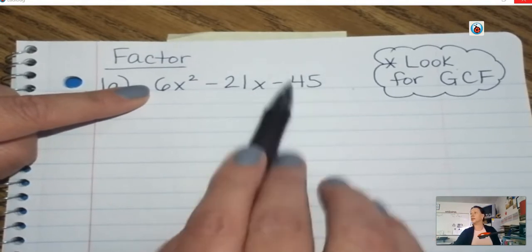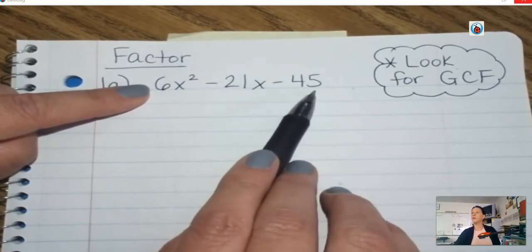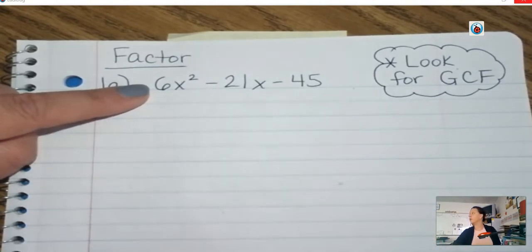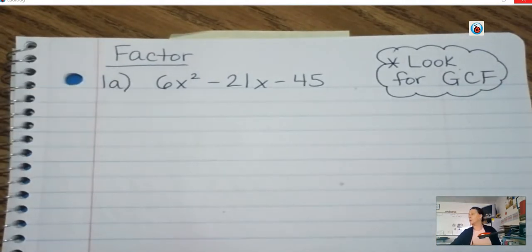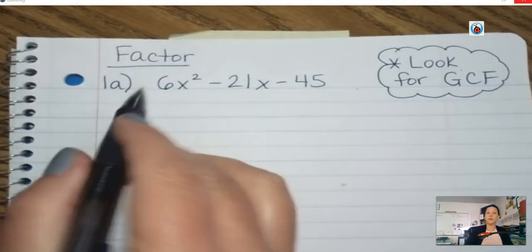If you're not sure, get your calculator. Do 45 divided by 3 and see if you come up with a whole number. It can't be a decimal. It's got to be a whole number. Can I do 3 times something and get 45? Yep. Okay, so that means we're going to pull out a 3.